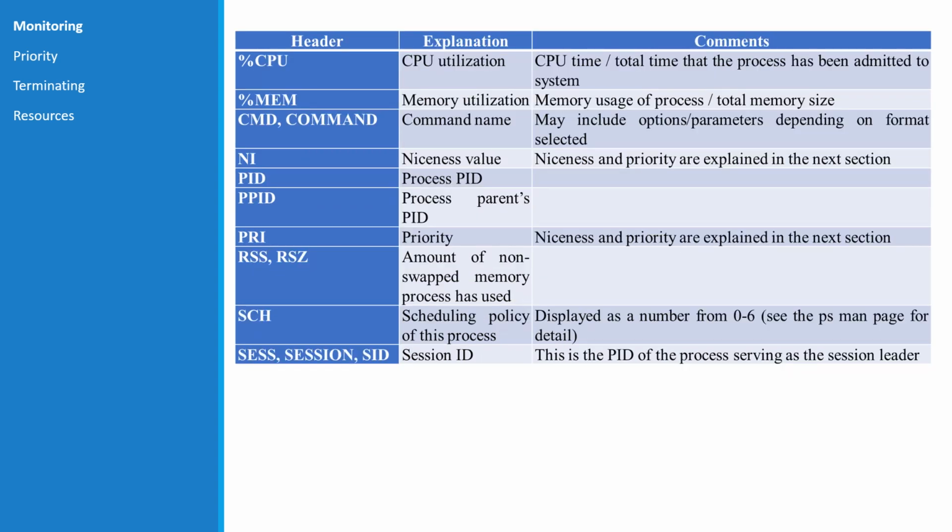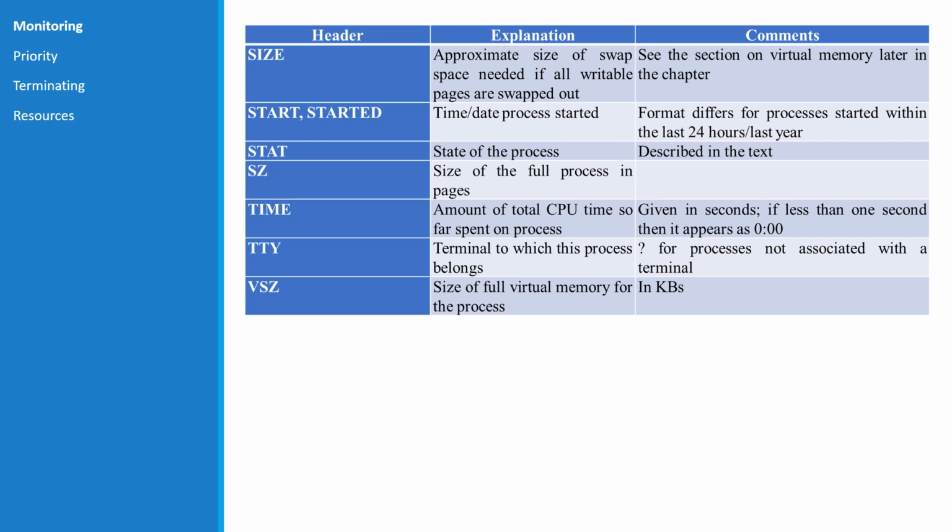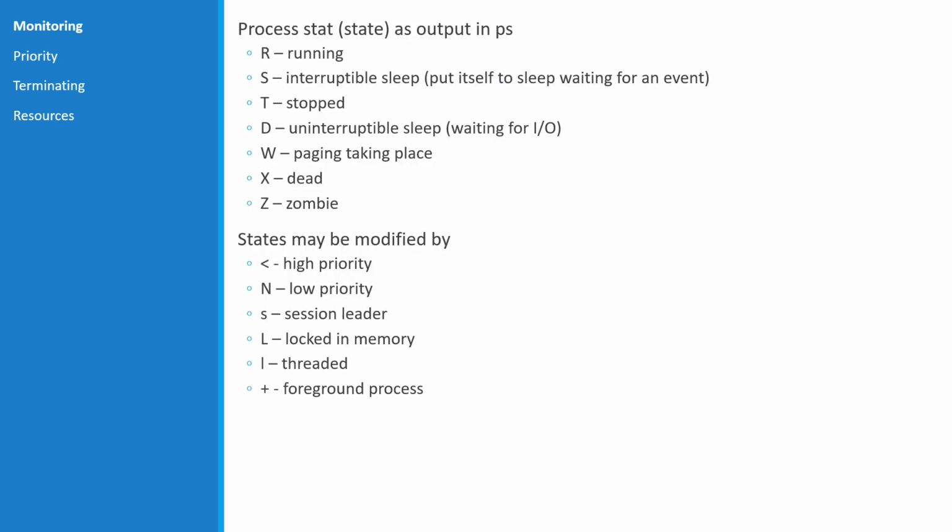And finally, a few more options for the PS command. There's a lot of options for this command. So the PS command is going to show you the state. There are a bunch of states you see here, R, S, T, D, W, X, Z, and so forth. So this will show you the state of the process, and you can modify the state of some processes depending on the state.